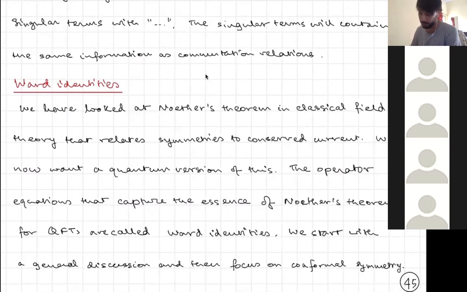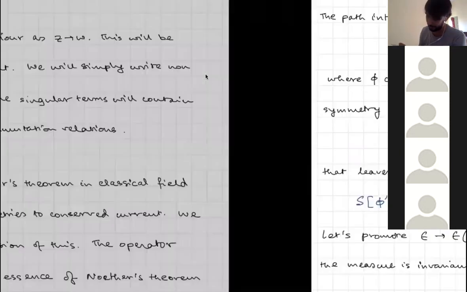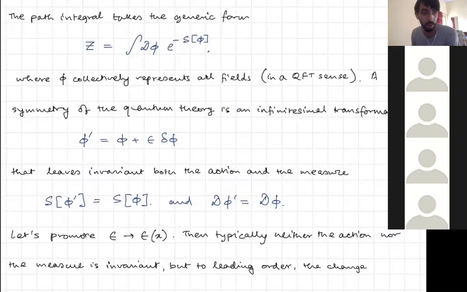Now we want a quantum version of this. And this is going to be an operator equation that is going to capture the essence of Noether's theorem for quantum field theories. These operator equations will be called Ward identities. So we will first start with a general discussion, then we will focus on CFTs afterwards. Given how I'm doing on time, I don't think I'll be able to get to the CFTs today, but let's aim to get to an expression of Ward identities for a general field theory today.